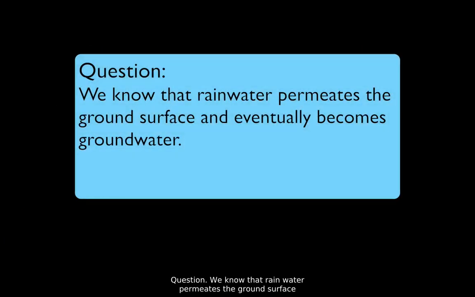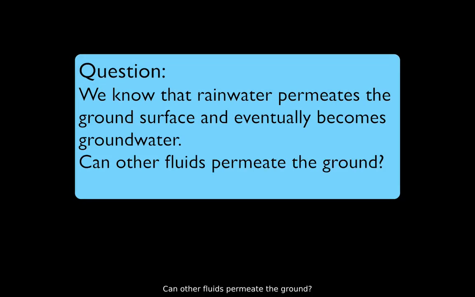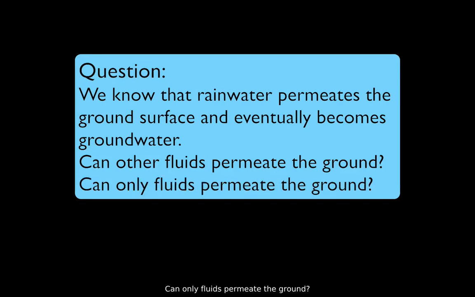Question: we know that rainwater permeates the ground surface and eventually becomes groundwater. Can other fluids permeate the ground? Can only fluids permeate the ground? Onward.